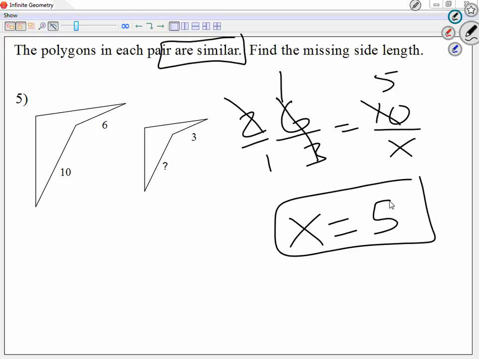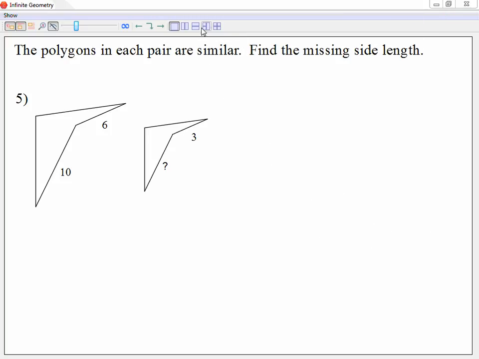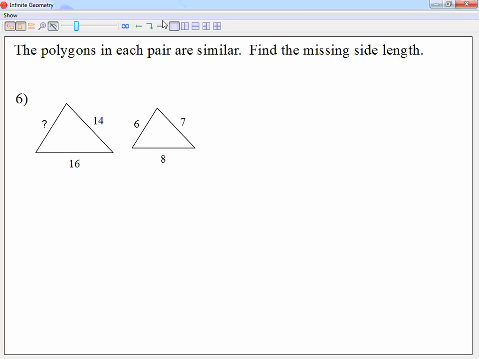Do another one? Number 6. All right, let me take a look at number 6. I have three numbers on each figure, but in reality I only need 2. So I have an extra number there. From one of my figures, I'm going to use the numbers x and 14.